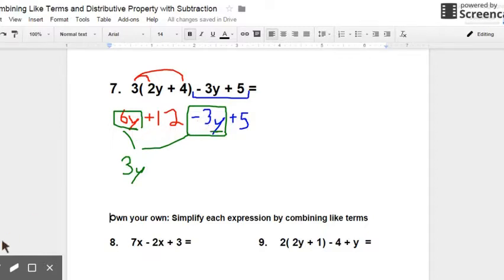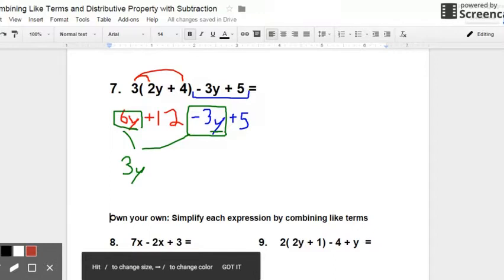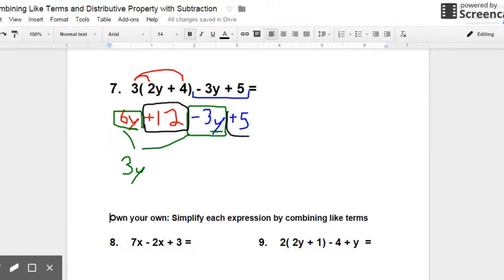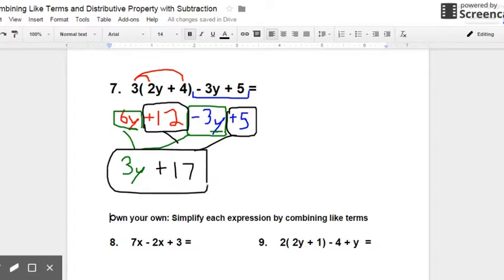Well, these two, if we look at positive 12 and plus 5, these are both constants. They're both like terms. So let's group those together. This is a 12, and it has a plus sign in front of it. This is a 5, and it has a plus sign in front of it. So if you combine these together, I add them together. 12 plus 5 is 17. And there's your answer. Remember, these are not like terms because this is a y and this does not have one.